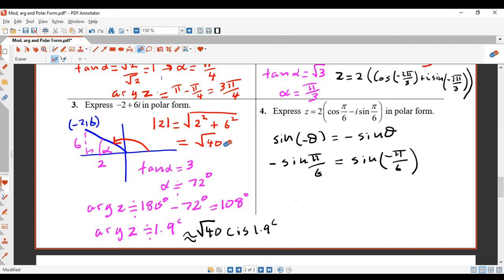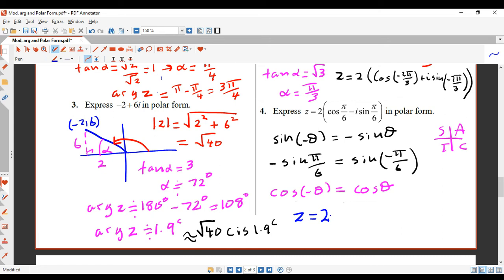The other identity we know is that cosine of minus theta, just think back to your ASTC rules, so you would have done these identities before. Cosine of minus theta is equal to cosine of theta. Okay, so that means I can express the number here in polar form.